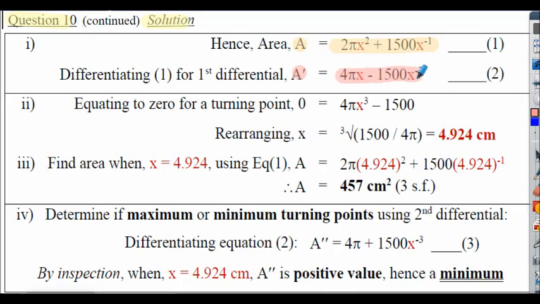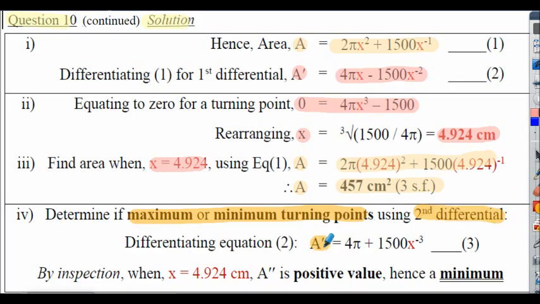Differentiate it with respect to x, equate to 0, solve for x, this time it's a direct solution, and then knowing the value of x, we can determine the area of the section, area shown here to 3 significant figures, and we can also find if it's a maximum or minimum using the second differential, more standard form here to find the second differential, and we can clearly see if x is equal to 4.924 centimeters, inserting that into equation 3, we will have a positive value, so this must be a minimum surface area.